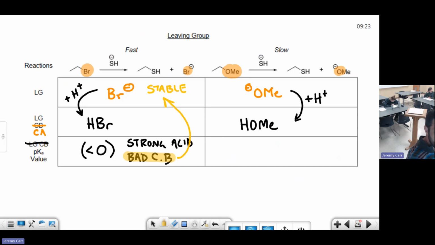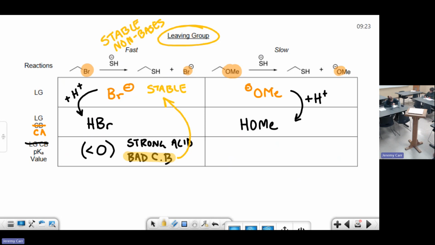So what do we want in a leaving group? We want stable non-bases, things that aren't very basic. How is that different than what we're seeing in the case of methoxide as the leaving group?